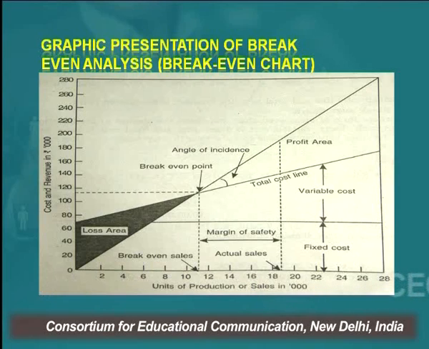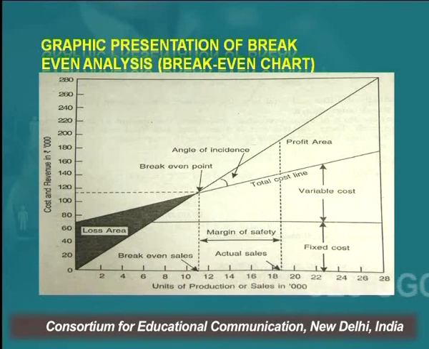So what you notice here is on the x-axis we are showing the different levels of production, or you may call it sales also. So production 1000, 2000, 4000, 6000, 8000, 10,000, in steps of 2000 units, shown on the x-axis, up to 20,000, then 24, 26, 28,000. On the y-axis, we are showing cost and revenue.